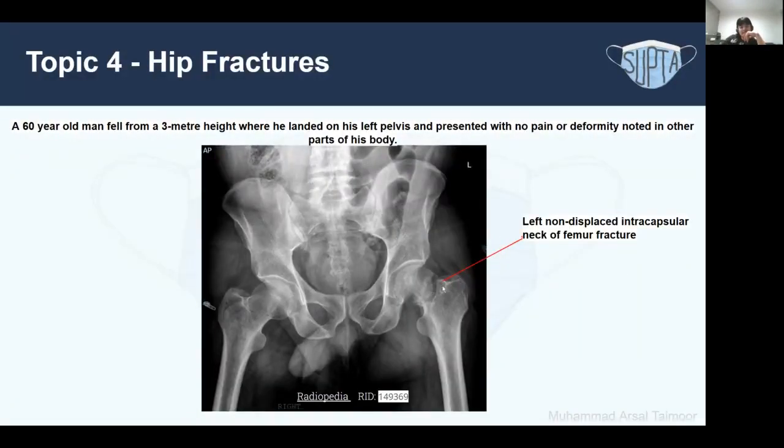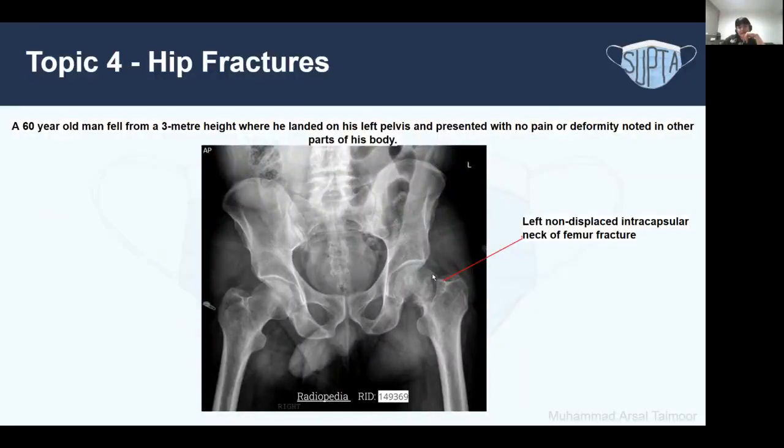So basically, the way you describe this is obviously which side, first off, left. Remember, your left and right is inverted when you're talking about radiographs. Non-displaced, because you can see that the femur, even though it's more shortened, meaning it's higher up, hasn't moved from the proximal segment, the head of the femur. So intracapsular, because it affects the neck. So a left non-displaced intracapsular neck of femur fracture.